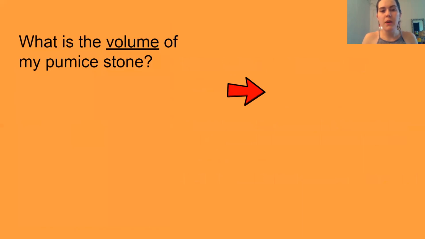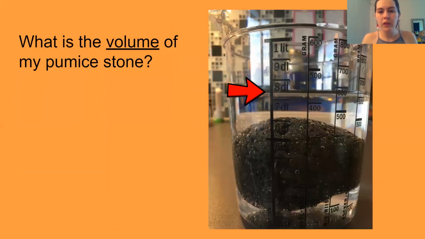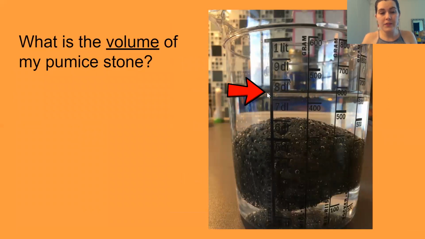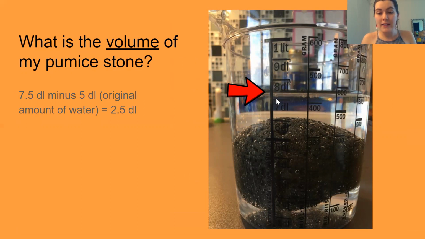What is the volume of my pumice stone? Once we've added the pumice stone to our water, it becomes 7.5 deciliters. So 7.5 deciliters minus 5 deciliters, our original amount of water, equals 2.5 deciliters. So the volume of the pumice is 2.5 deciliters. That's the amount of space it takes up.